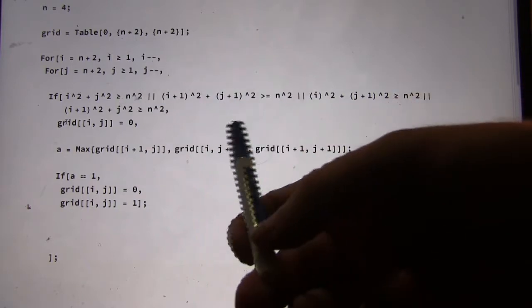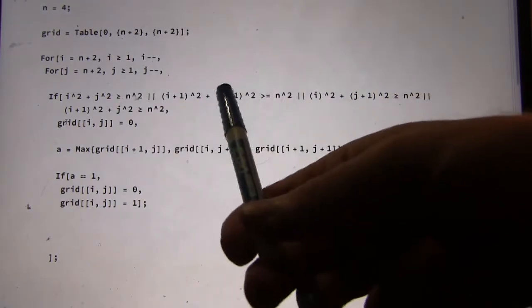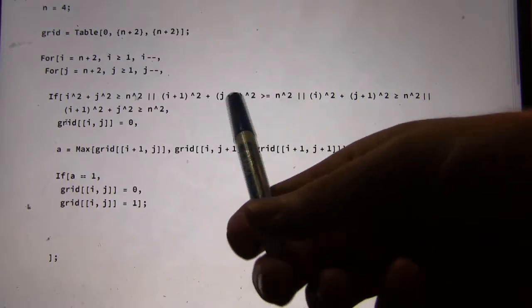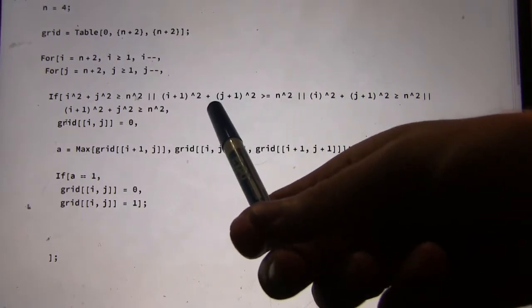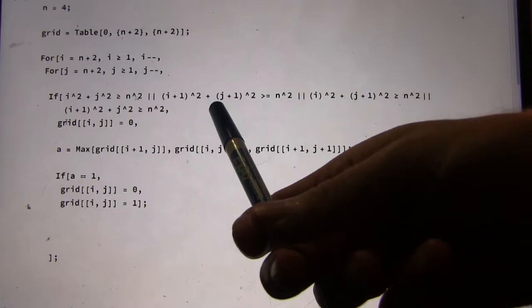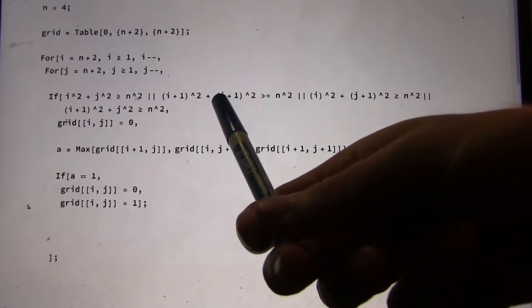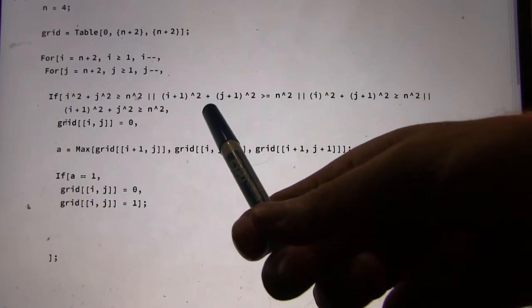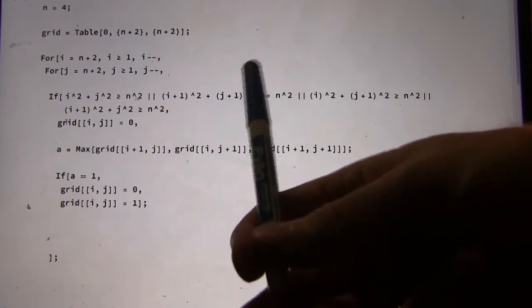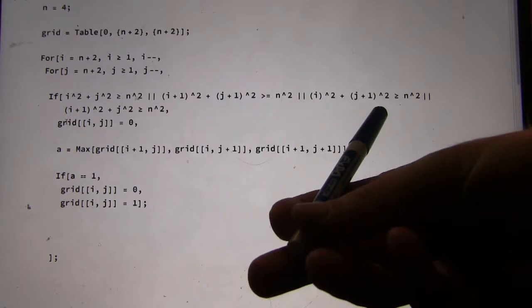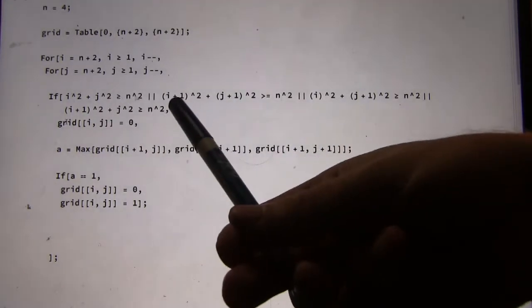Okay, and then I check the three other cases. i plus 1 squared plus j plus 1 squared is greater than n squared. What am I checking here? That's if you can get out in one move. Which move was that? That's the diagonal move. Okay, and then I check i squared plus j plus 1 squared, and i plus 1 squared plus j squared. There's the vertical and horizontal.